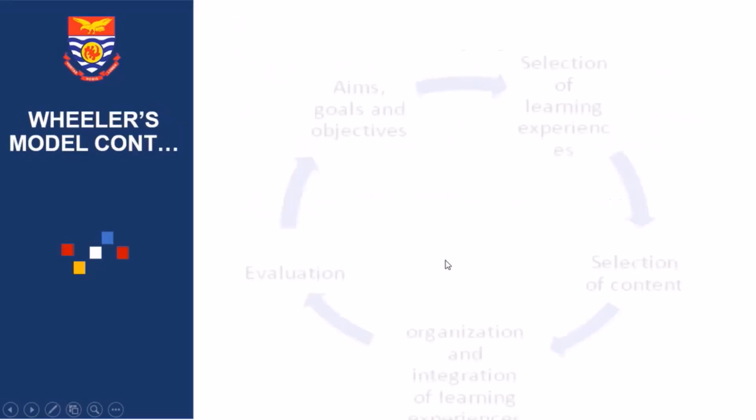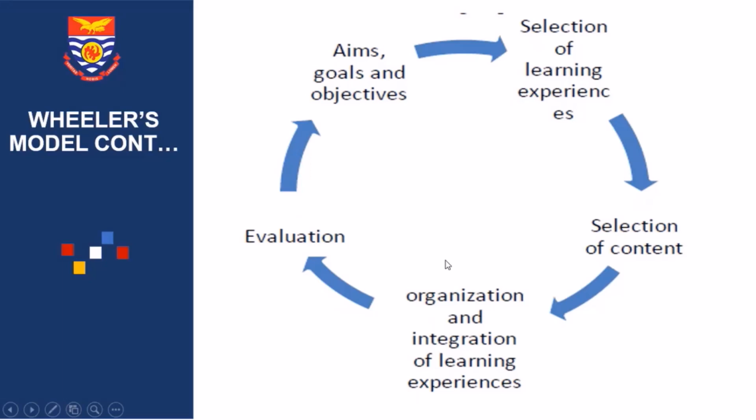And as you can see on the screen, this is his model and it is cyclic in nature. So start with aims, goals, and objectives, followed by selection of learning experiences, selection of content, organization and integration of learning experiences, and then evaluation, and then come back to aims, goals, in that order, cyclic nature. So it's a continuous nature or continuous form, as you can see. You may pause the video and look at the components critically.